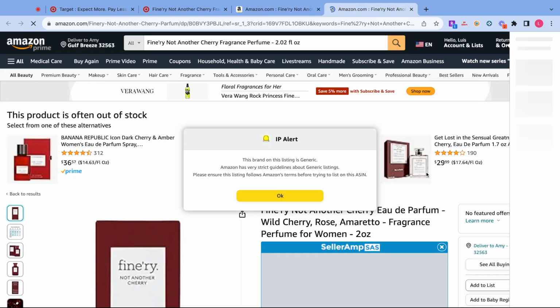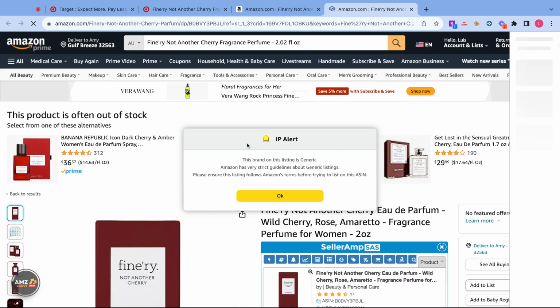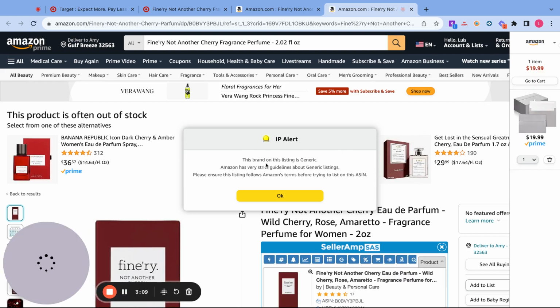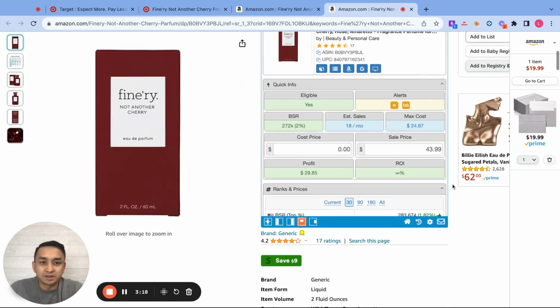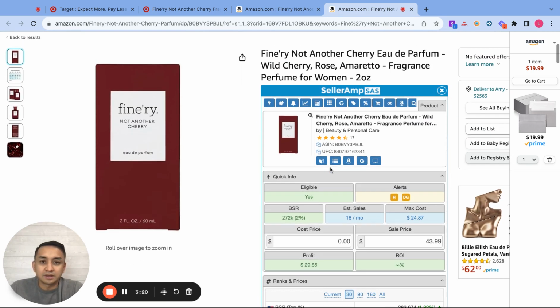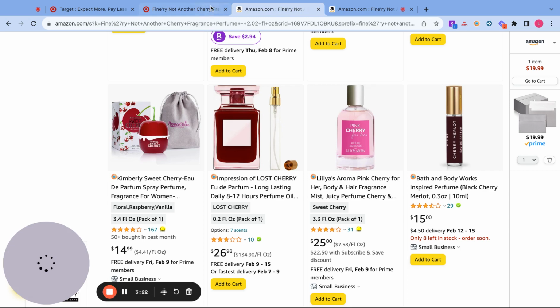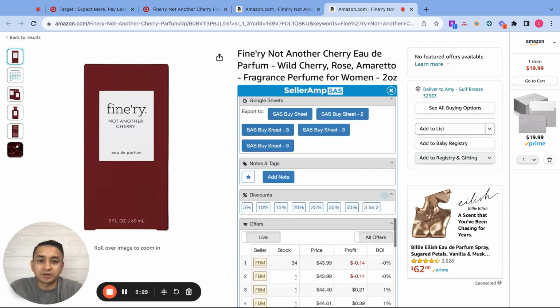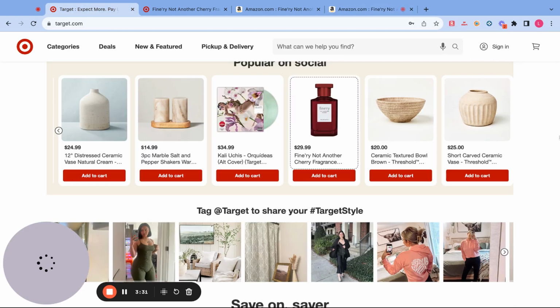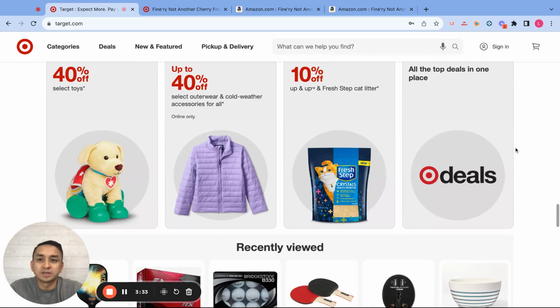Okay. So this one is saying the brand on this listing is generic. Amazon has very strict guidelines about generic listings. So if you guys see this, I would avoid it. But let's see. It's very interesting. $29.99 is the cost. Yeah, this one's not going to work anyway. So okay, skip it. On to the next one.